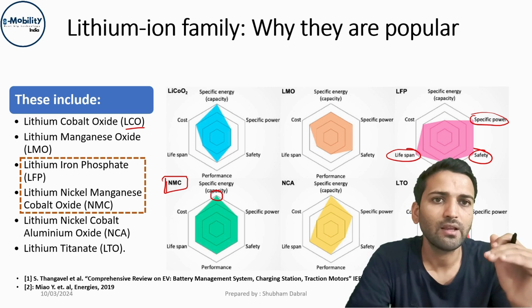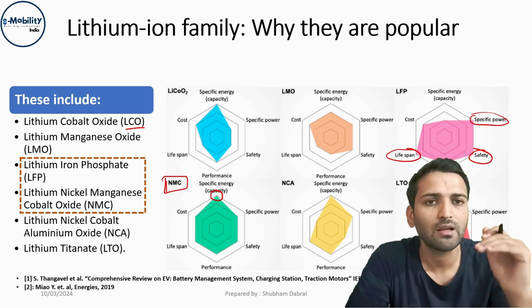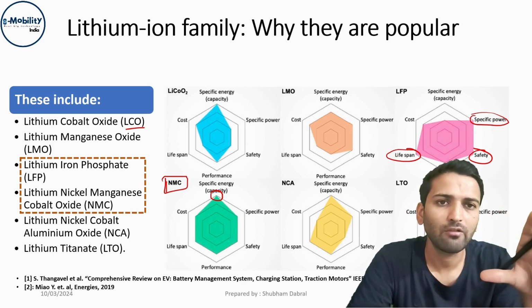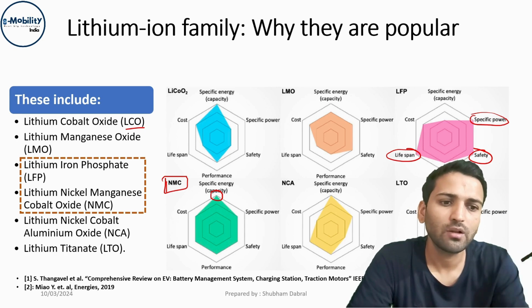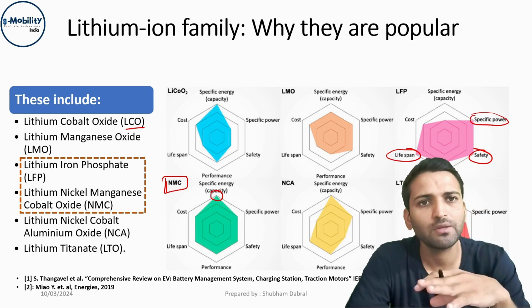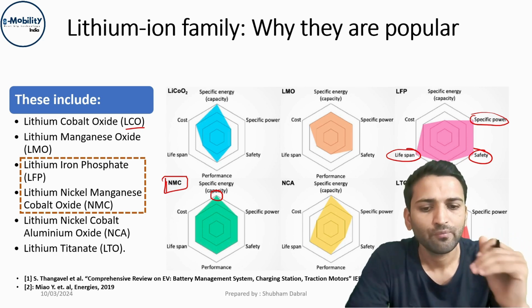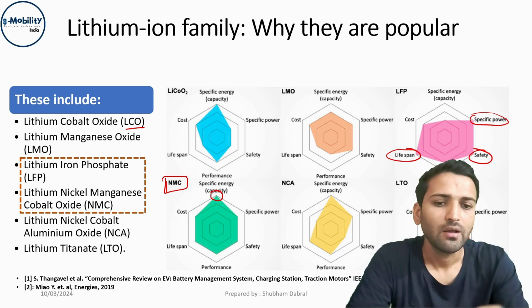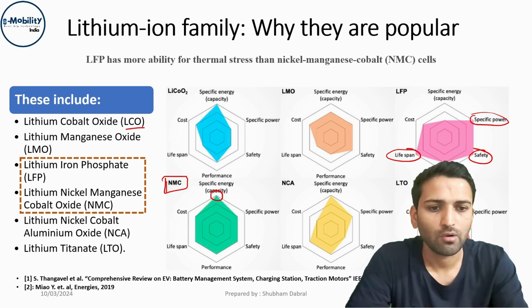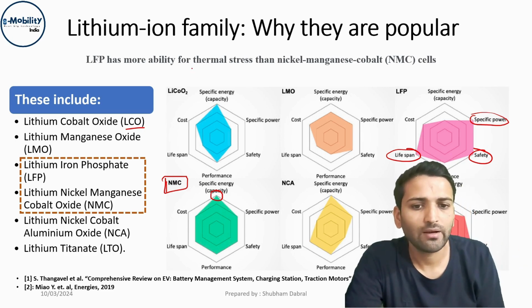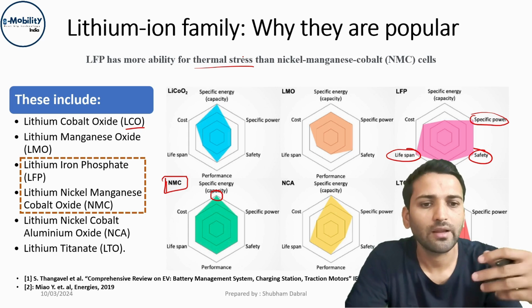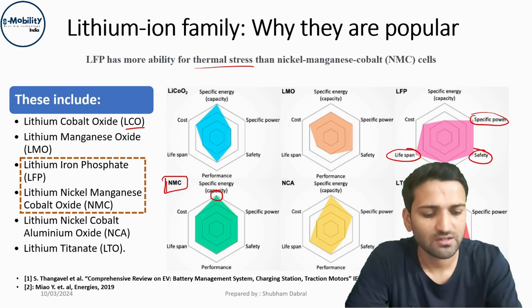So these two batteries are used depending on the positioning of the company. If a company is saying that we will be using a safe battery and we have a higher lifespan, they will be going with the LFP. And if the company is a performance based company, saying that we will be giving you a high performance vehicle, then they will go towards the NMC battery. Other batteries are also there, but mostly these two are currently popular. LFP has more ability to take thermal stress. That's why it is safer.